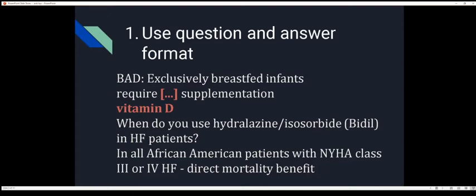You see on screen, my other question is, when do you use hydralazine or isosorbide in heart failure patients? That's a question that has come up on exams for me, and it's in all African American patients with New York Heart Association class 3 or 4 heart failure. It has a direct mortality benefit. So that's telling you when you use it plus why you use it, which you kind of need to know too, is like, oh, it has a direct mortality benefit for African Americans.